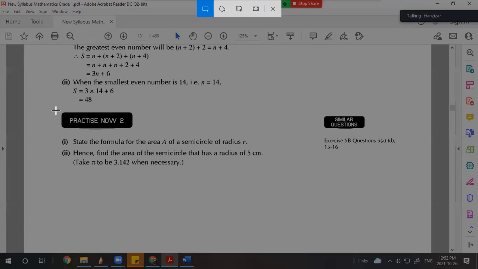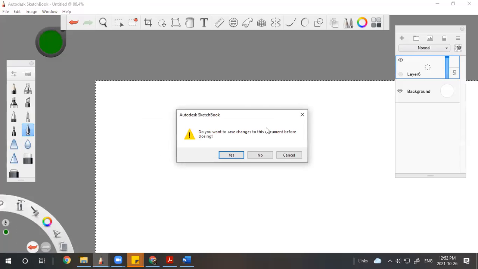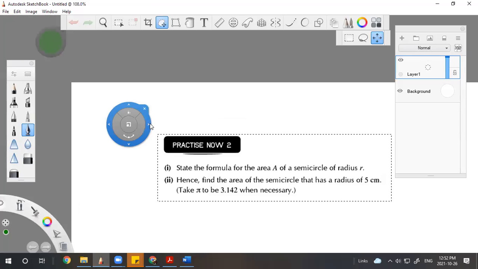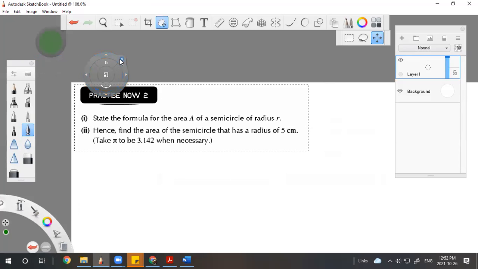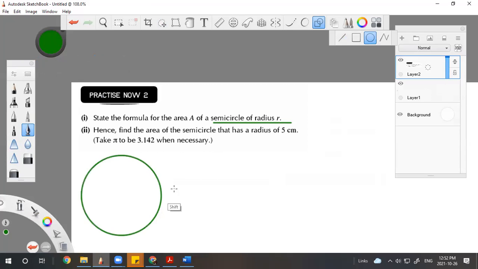State the formula. Ini agak susah nih. You harus mikir kalau ketemu soal kayak geometrical shapes, construction, you have to construct or you have to make the model. Okay, state the formula of the area of a semicircle of radius r. What is semicircle? What we know is only a circle, right? Tapi kalau you udah tahu semicircle lebih bagus lagi. Semicircle is a half circle. I cut half like this.